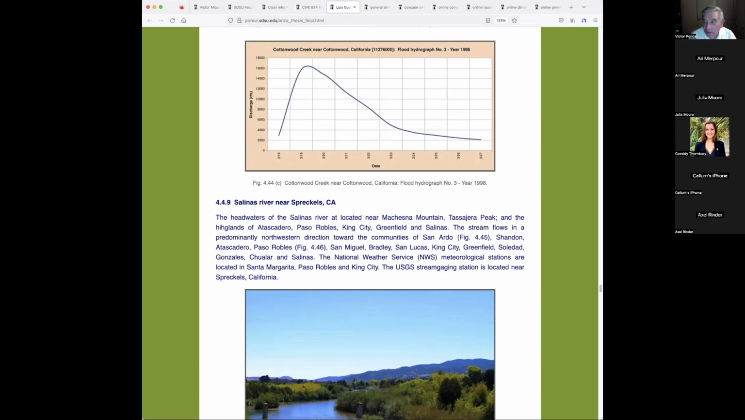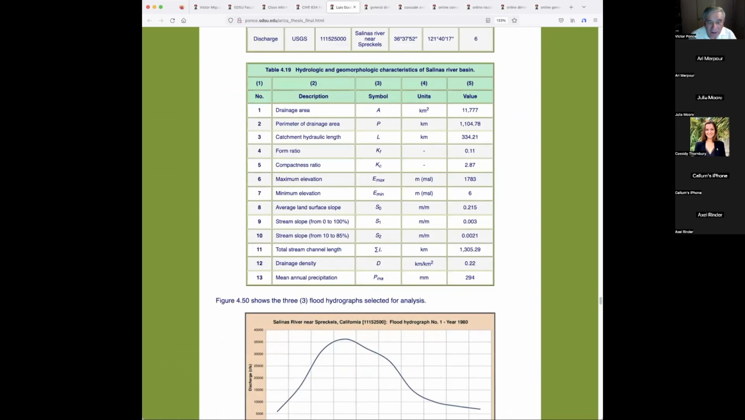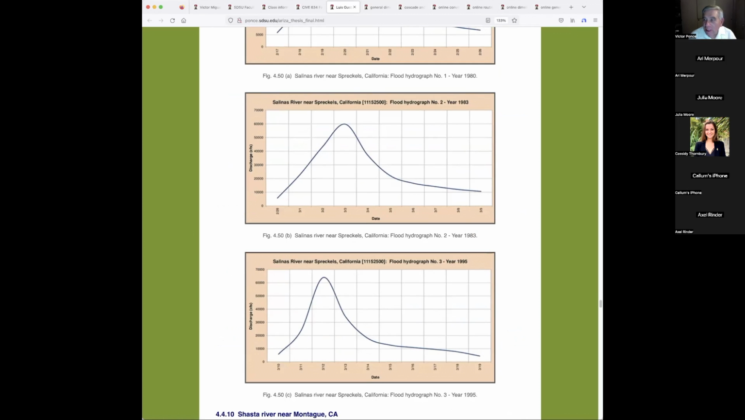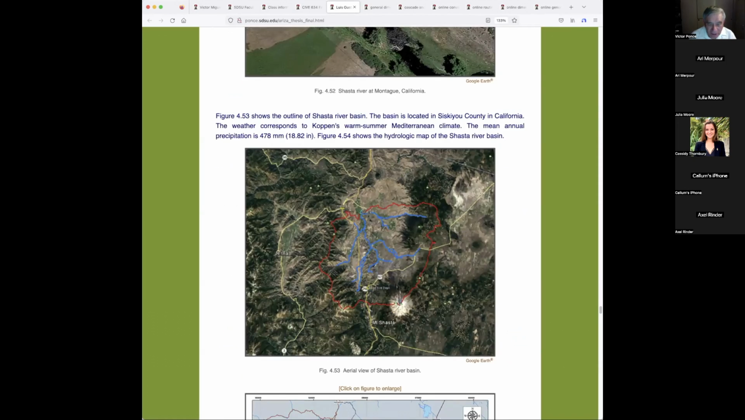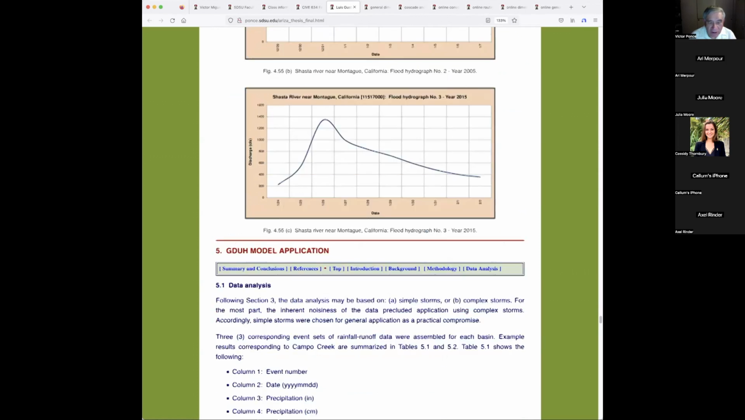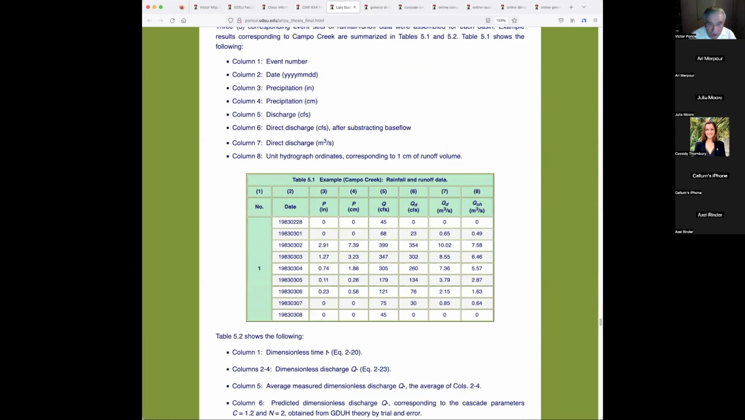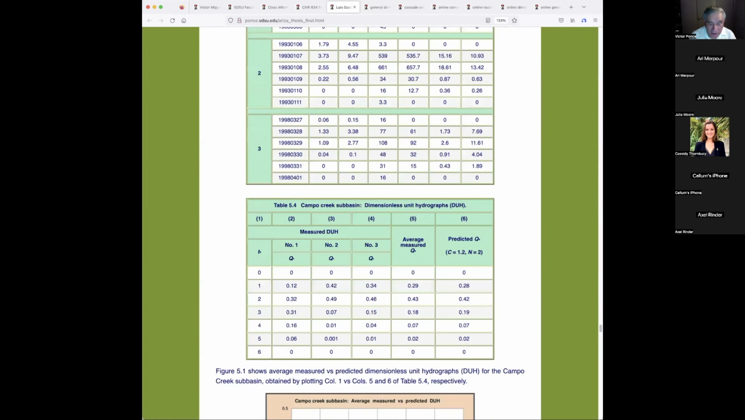Salinas River, we know where Salinas River is, near San Francisco. We had to look for rivers that had good data, by the way, and that's easy to find. Well, it takes a lot of time, but it's not difficult. The Shasta River in Montague, California, the Shasta River, the drainage and so forth, the GDUH model application over here, examples, Campo Creek.